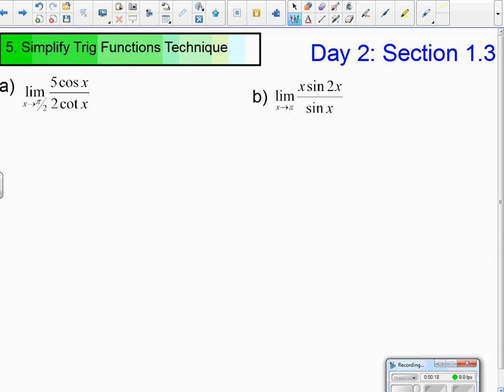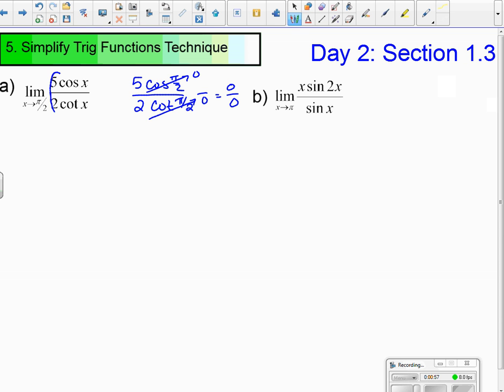If you tried to plug in pi over 2, I would get 5 cosine pi over 2 divided by 2 cotangent pi over 2. And we all know that this is 0, and this is also 0. So I get 5 times 0 over 2 times 0, the 0 over 0 indeterminate form, which is a bummer, but in the same sense, it does tell me I should be able to do something with this problem. So I'm going to work a little bit of trig techniques on this and see if we can simplify it a little bit more.